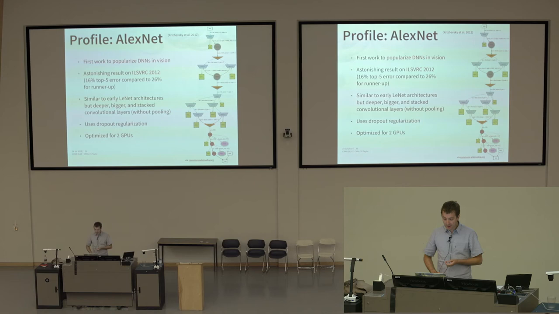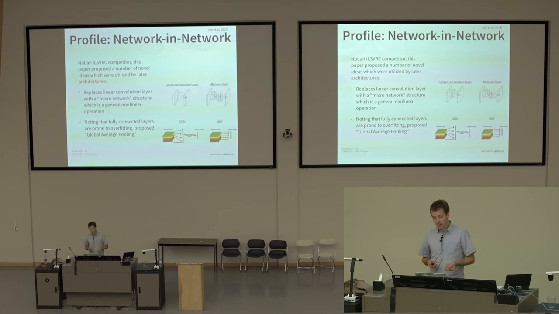AlexNet also took advantage of the recently developed dropout regularizer. That was new news at the time, but it used it quite judiciously, and it was a really successful architecture. It's still a benchmark for a lot of people's experiments. Now, Network in Network was not a competition-winning architecture, but it proposed a number of interesting architectural elements in 2013 that were later used by many state-of-the-art architectures.